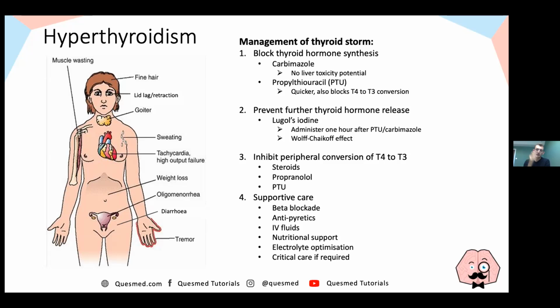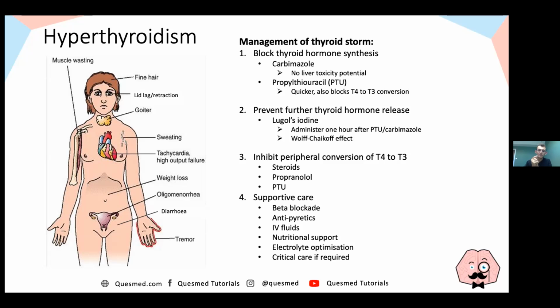And then the third principle here is to inhibit the peripheral conversion of T4 to T3. As I said earlier, the T3 is the active version and T4 is inactive. And there are a few things that can prevent the conversion. So steroids inhibit the peripheral conversion of T4 to T3. Propranolol, which is quite a good one to give if patients are tachycardic. And PTU can also inhibit the peripheral conversion.